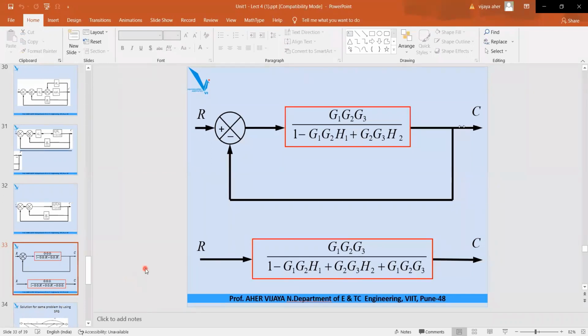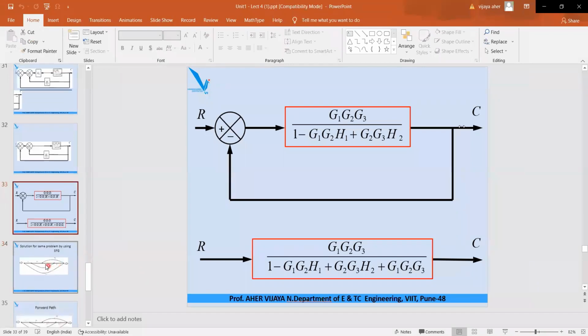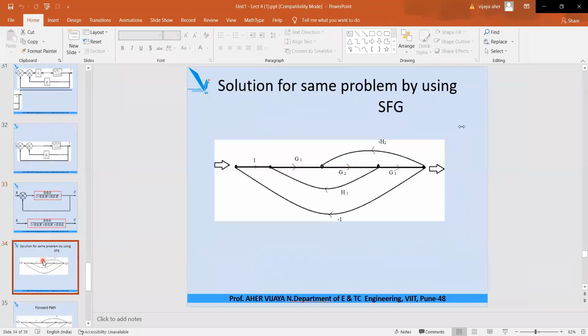You are supposed to write all these things, huh, student? And please try to solve the similar example. Take any block diagram and try to reduce it. So next example, you are supposed to write. Now solution for the same problem. Again, I have taken same problem by using SFG. बघा जमतंय का? Please write second numerical, second example.